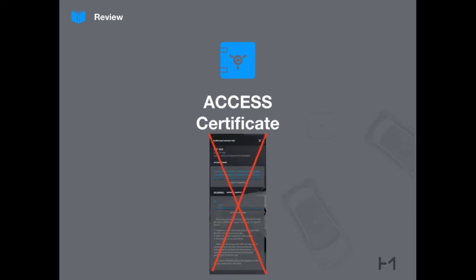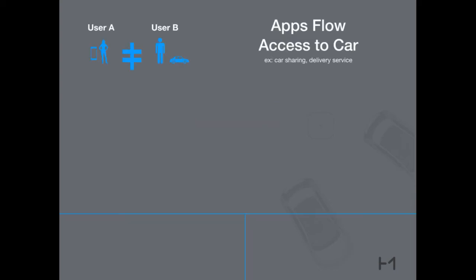So by automating this part, you would eliminate copy-pasting this part of the snippet from the UI. Well, let's see how it would work if we have a different flow. If the user A and B are not the same, this is a common case, because an example would be car sharing and delivery services, which is a hot service now to provide.